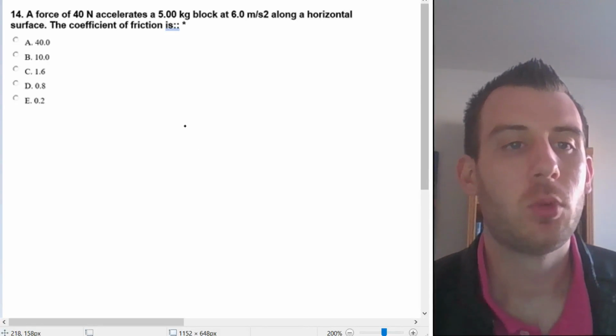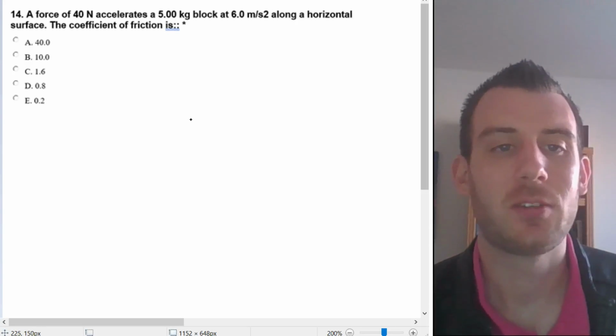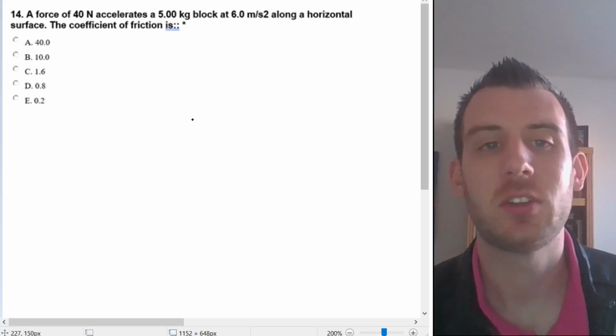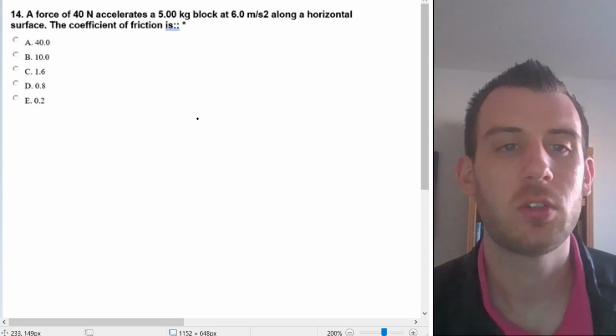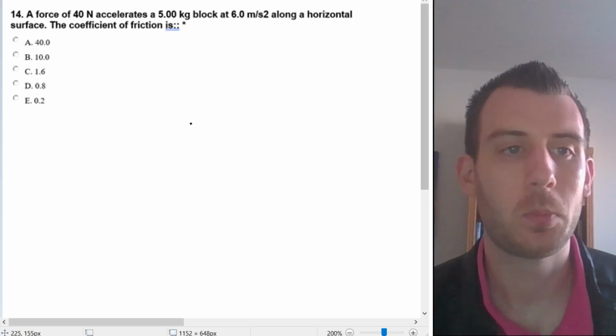So you asked about a force of 40 newtons. A force of 40 newtons accelerates a 5.00 kilogram block at 6.0 meters per second squared along a horizontal surface. The coefficient of friction is, and then it asks us for it. What are we going to start with?